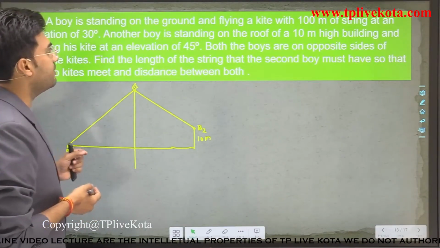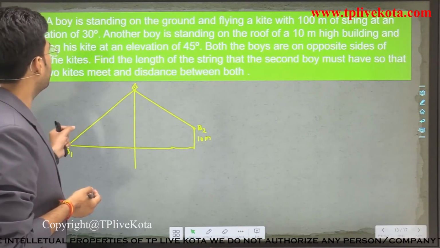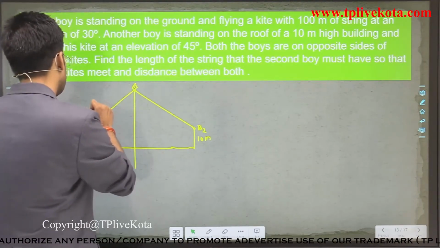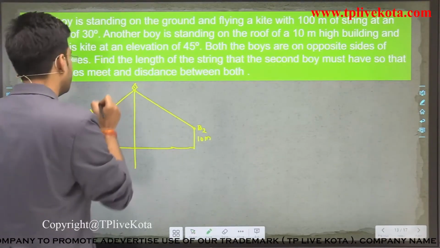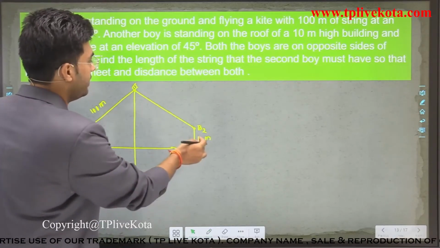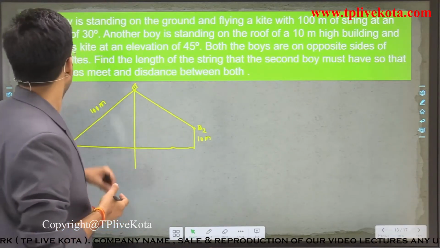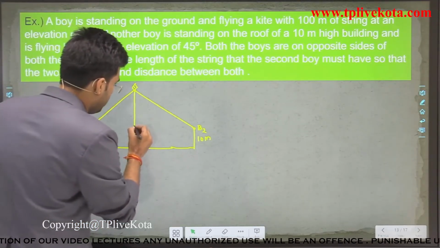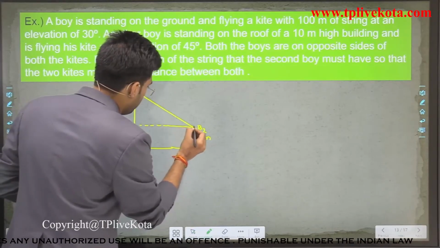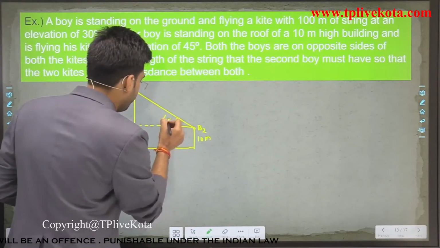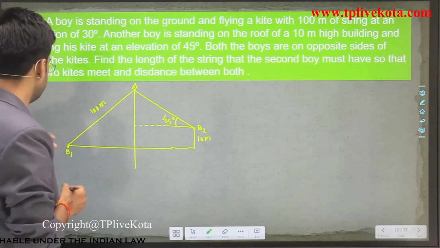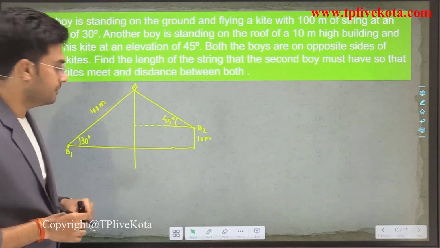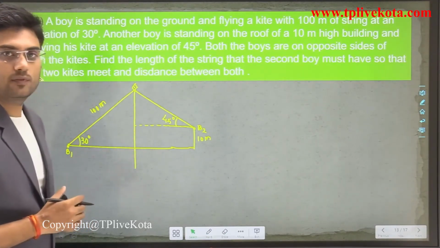And students, it is given that the string of the first boy is of length 100 meter. This is 100 meter. Okay, and this building is 10 meter high, flying kite at an elevation of 45 degree. This angle of elevation is 45 degree here, and for the first it is 30 degree. So this is the complete diagram of this situation.